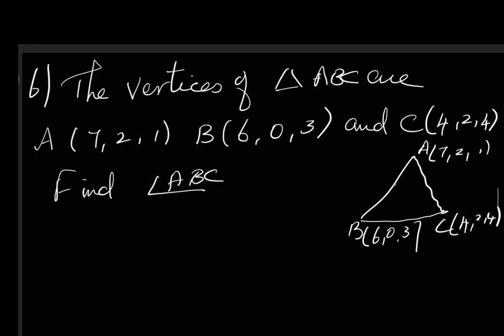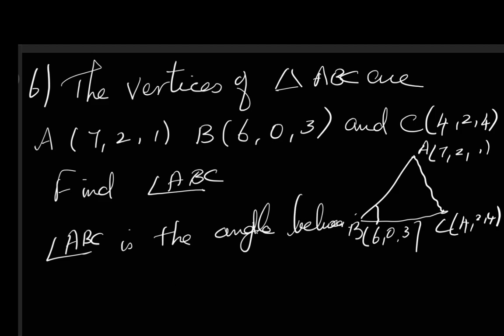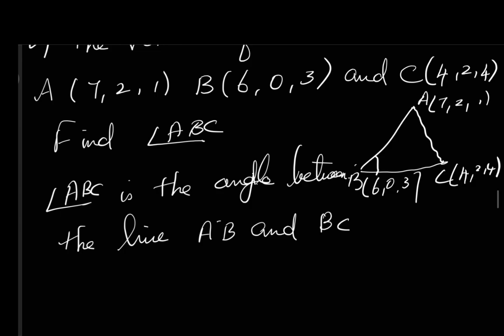So where do you have this angle ABC? It is the angle between the line AB and BC. So angle ABC is the angle between the line AB and BC. See, the coordinates are given.